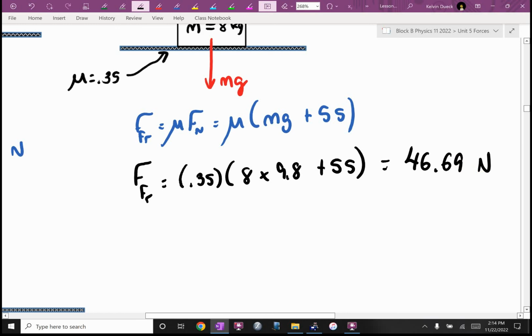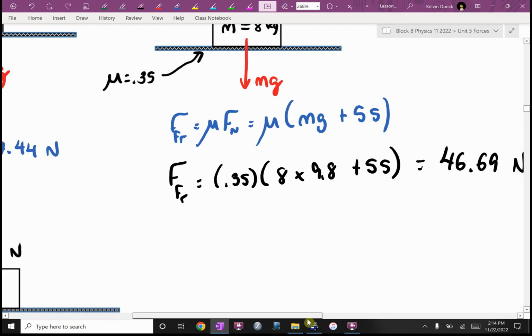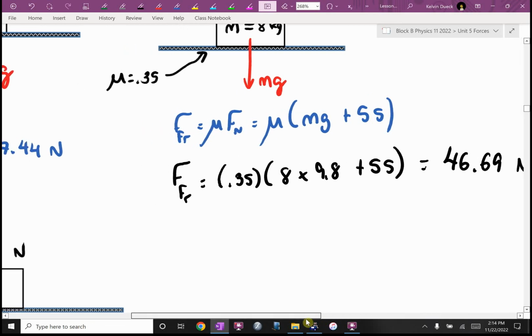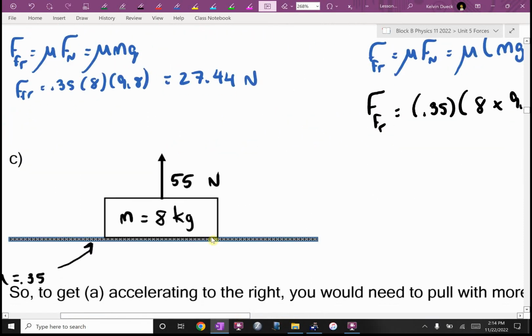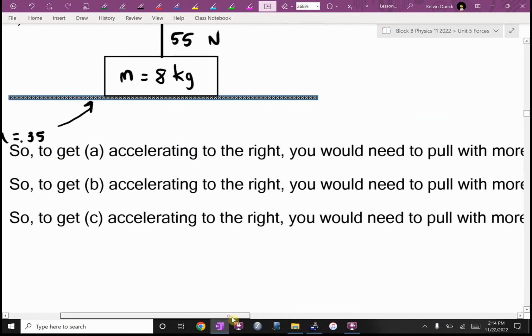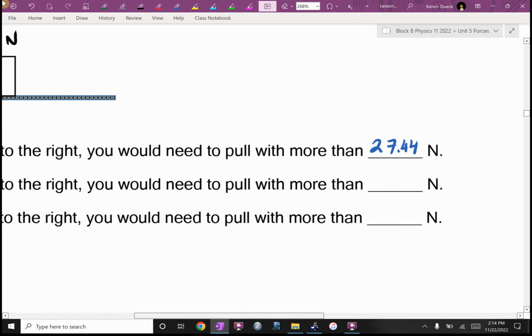And it's a force, so the unit is newtons. Okay. Presley, what does it want me to find in the third diagram? Friction. So again, by the way, to get B accelerating to the right, I would need to pull with more than 46.69 newtons. Right? Okay.